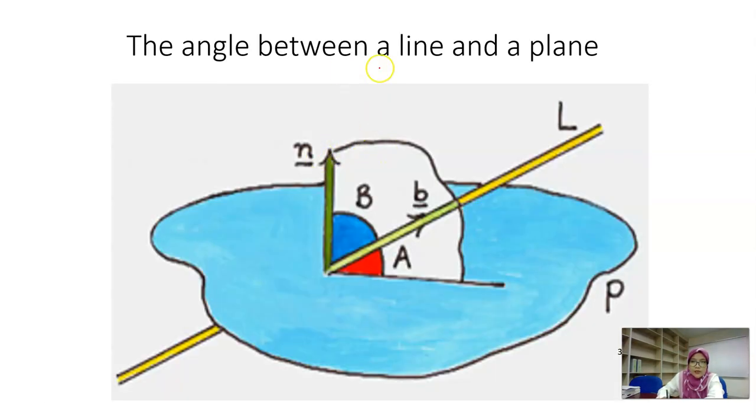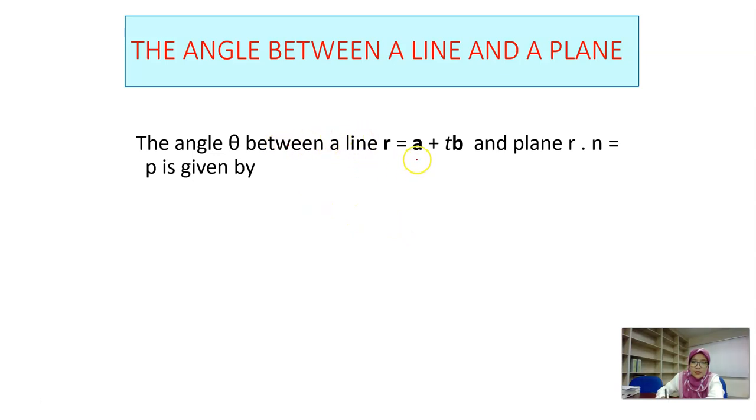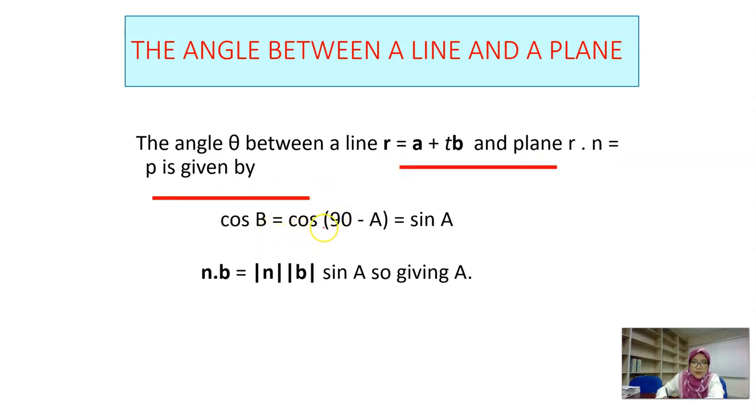What if we want to find the angle between a line and a plane? One plane and a line. The angle between a line and a plane: this blue is your plane and the yellow is the line, so the angle will be angle A. How do we find the angle between a line r equals a plus tb and the plane r dot n equals b? It is given by cos B equals cos(90 minus A) equals sine A.